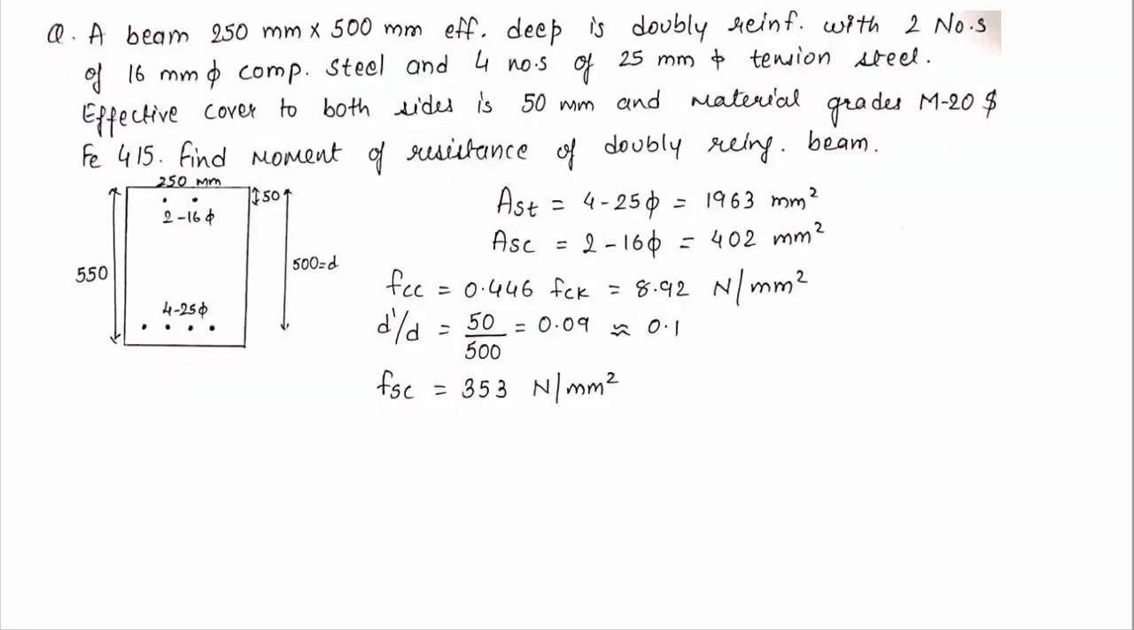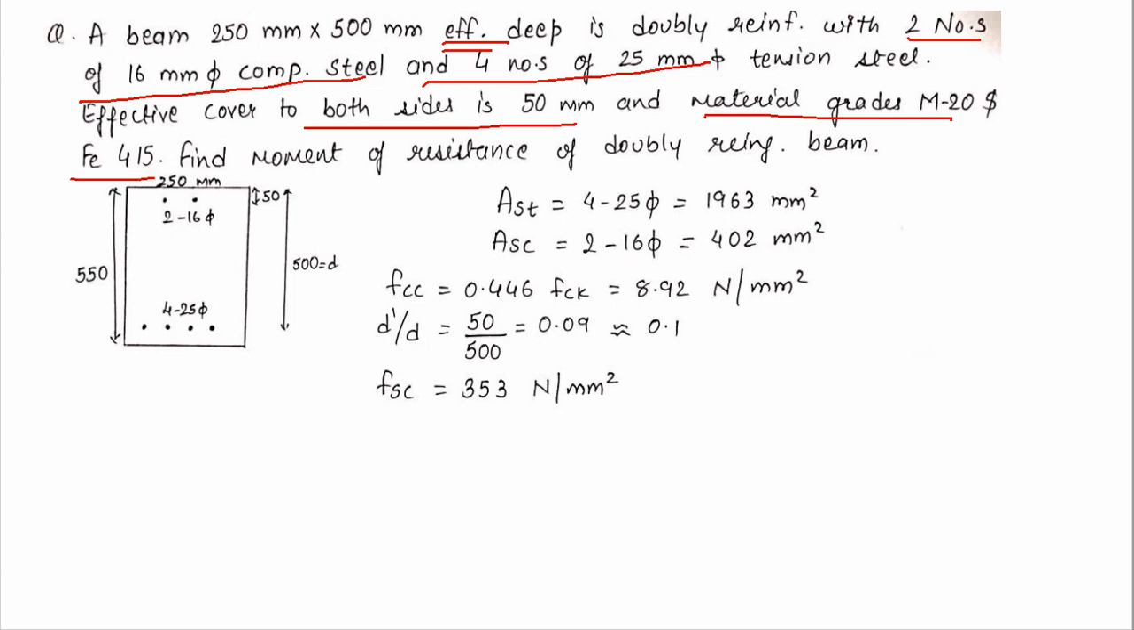The sum is a beam 250 mm cross 500 mm effective deep, that is effective depth is given, is doubly reinforced with 2 numbers of 16 mm as compressive steel and 4 numbers of 25 mm as tension steel. The effective cover to both sides is 50 mm, that is D dash, and the bottom cover is given as 50 mm, and the material grade is M20, that means FCK is 20 and FY is 415. We need to find the moment of resistance of the doubly reinforced beam.